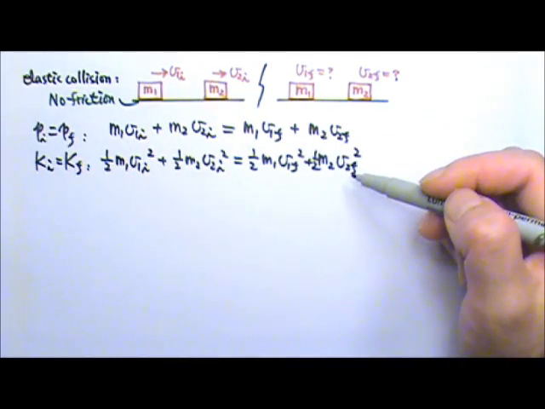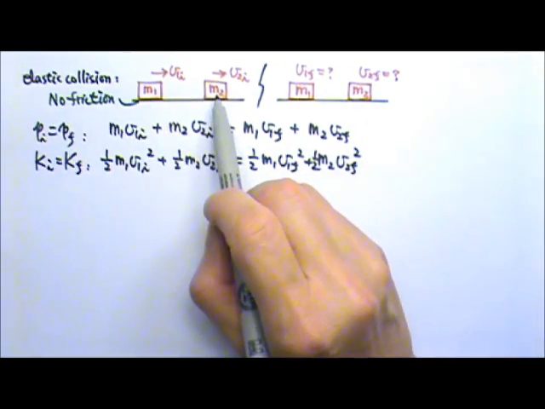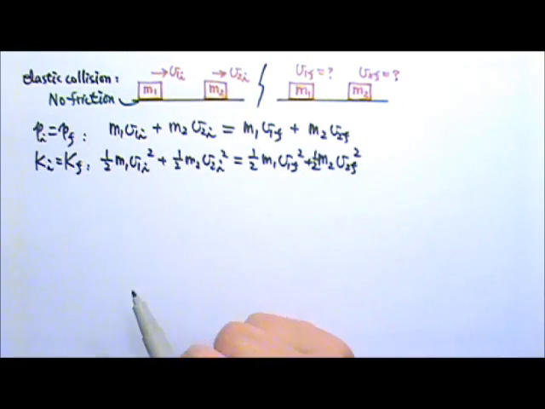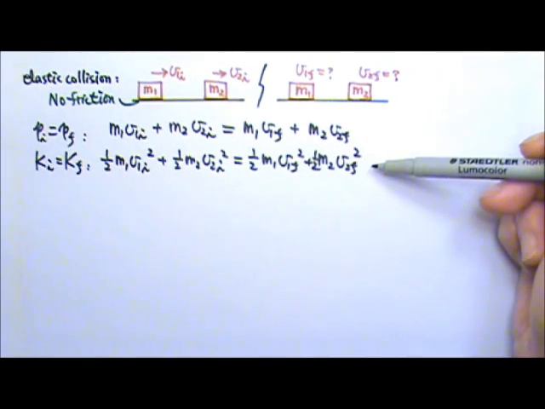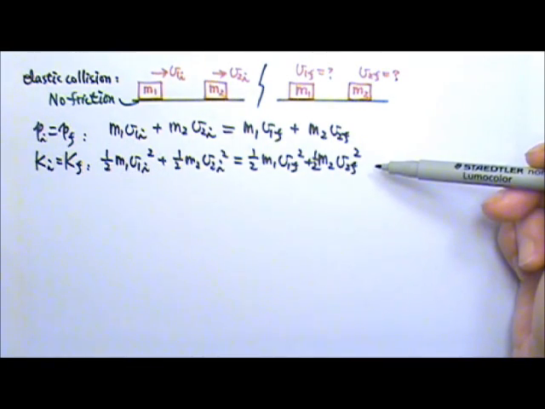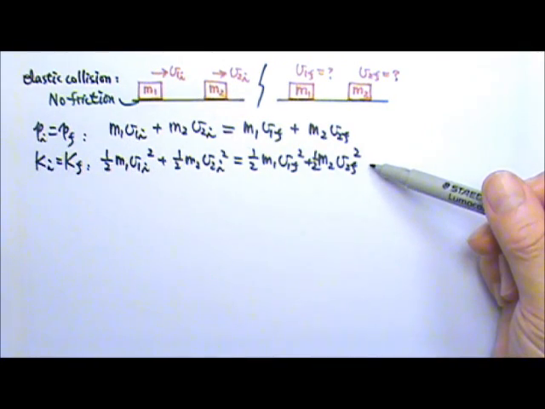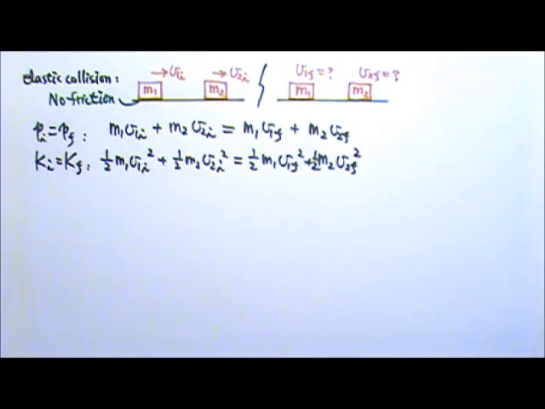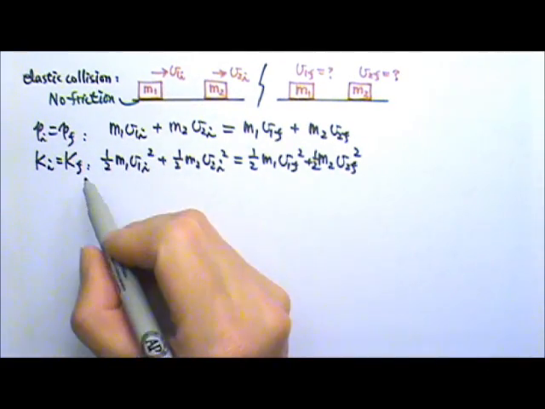So two equations. We can certainly solve for our two unknowns as long as the masses and the initial velocities are given. The only problem is this equation is a second-degree equation, so most likely we'll have to deal with quadratic equations. It would be nice if we don't have to deal with quadratic equations. So what we're going to do is derive a simpler equation to use instead. To derive that simpler equation, it's going to take us a little while.